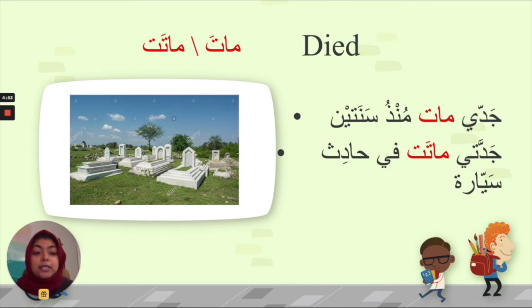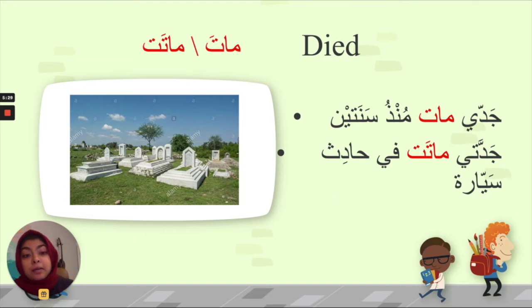Okay. جدي مات منذ سنتين. منذ, ما معنى منذ? Remember we did this. منذ ago. منذ سنتين. سنة واحدة means 1 year. سنتين, 2 years. So remember we talked about the dual. If you add the ya noon, the ain at the end, it just makes it 2. وجدتي ماتت. جدي مات. جدتي ماتت في حادث سيارة, in a car accident. So she died in a car accident.